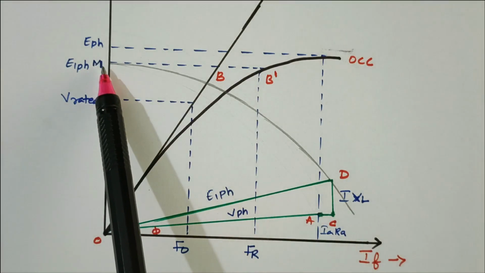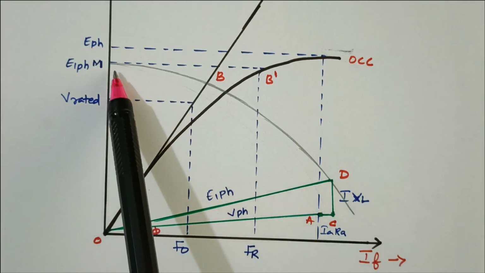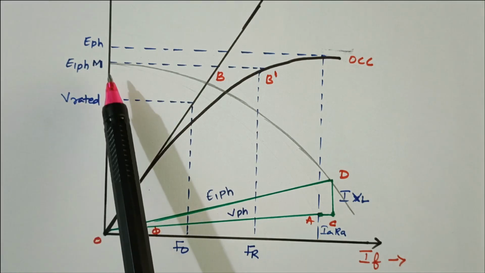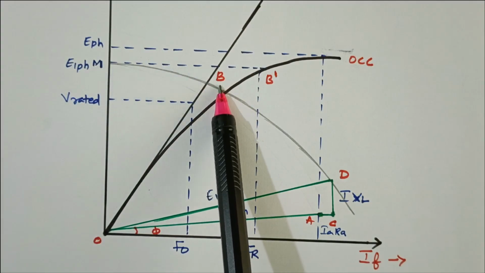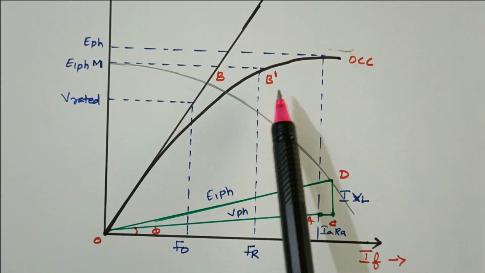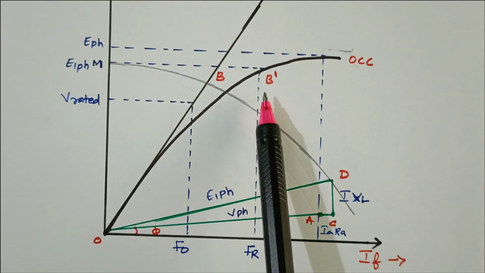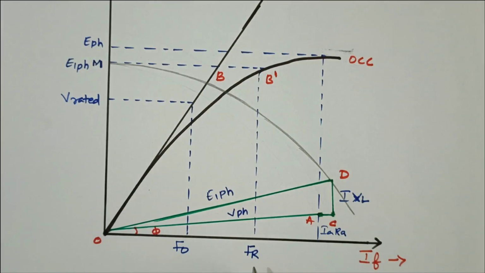Here we got the point M. After drawing this curve, we got this point M. From this M, draw a horizontal line. Where it cuts the air gap line is B. Where it cuts the OCC curve is B dash. By adding B dash with the FR will give FR dash. This is FR. By adding B dash to it we get FR dash.